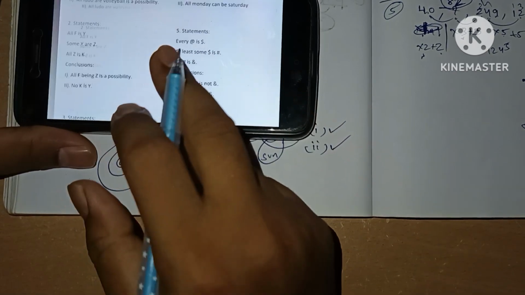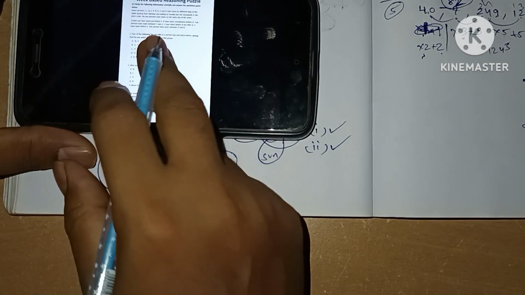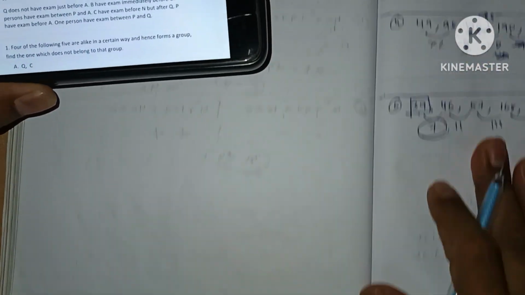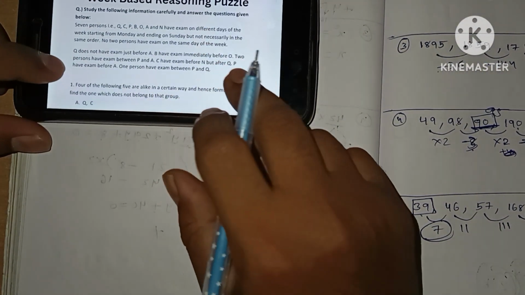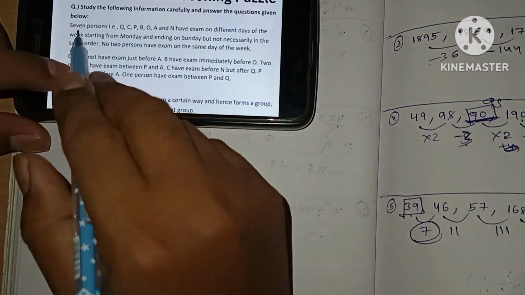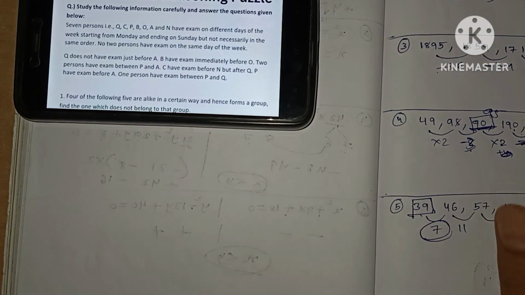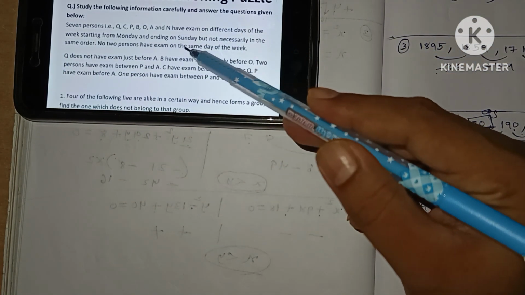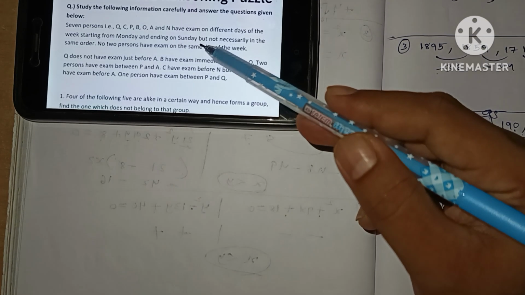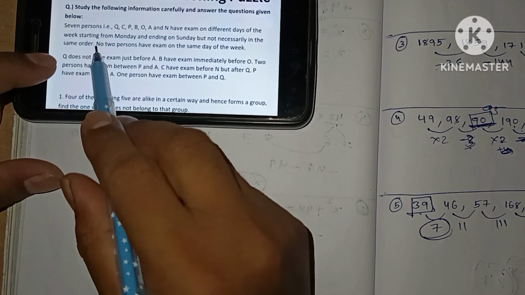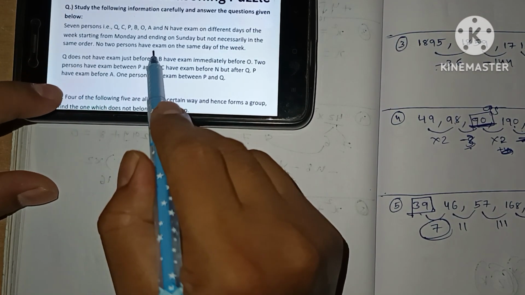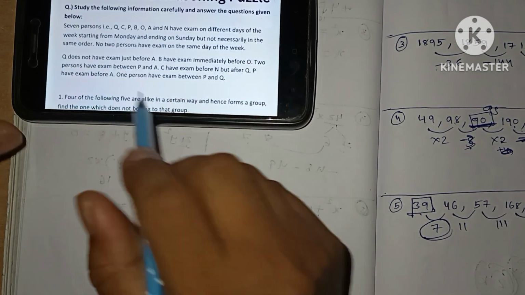Now we are going to see a reasoning puzzle. A week-based reasoning puzzle. Let's solve this one. Seven persons have exams on different days of the week, starting from Monday and ending on Sunday, but not necessarily in the same order. No two persons have exams on the same day of the week.